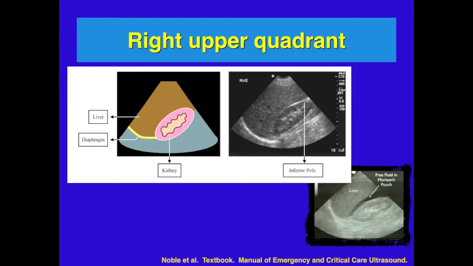So the first view is the right upper quadrant. As you can see in this picture, the normal view of the right upper quadrant should have a kidney, a liver, and a diaphragm. Once you see the picture on the left and correlate to the anatomy on the right, it becomes obvious the area that we're looking at is between the kidney and the liver. On the bottom right, you see free fluid in the Morrison's pouch, and in the next few slides, I'll show you more examples.